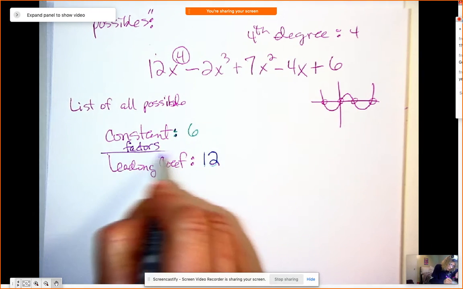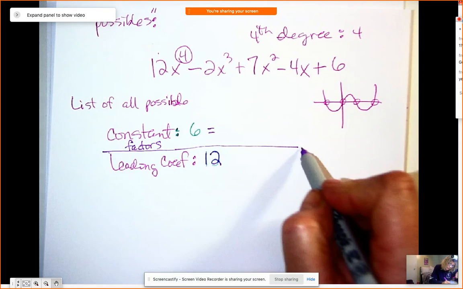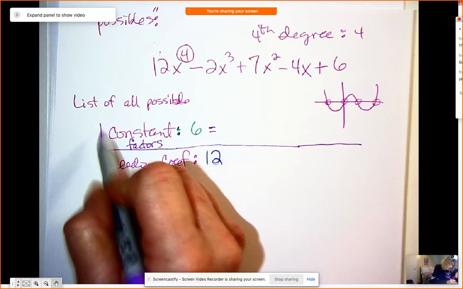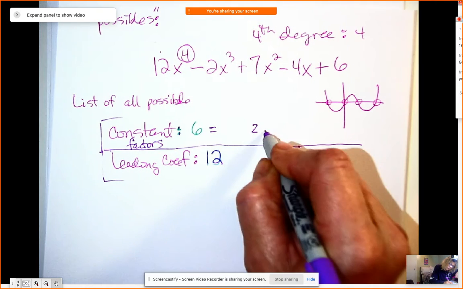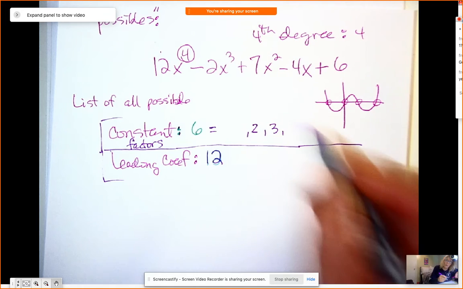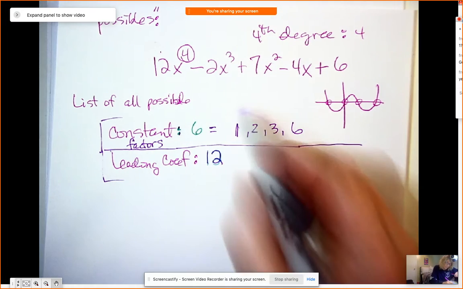Okay, let me make a little chart here. Okay, what are factors of 6? Someone bring it on and give me the factors of 6. 2 and 3. 3 and 2. Okay, so 2 times 3. What else? You're missing the key one. 1 and 6. Thank you. 1 and 6. Those are all the factors. The only factors I have.